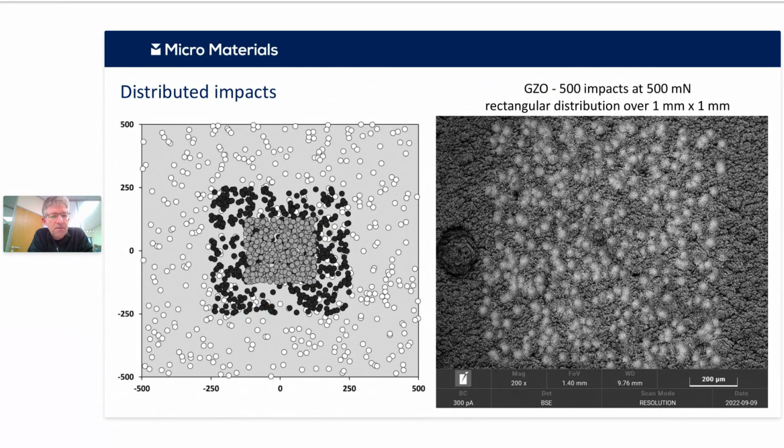In this case, we're doing exactly the same test. There's 500 impacts, but we're just changing the size of the region that we're doing those 500 impacts over. So it's all done automatically in the instrument software. You go away and set all of this up, and it'll come back and do all of it together.